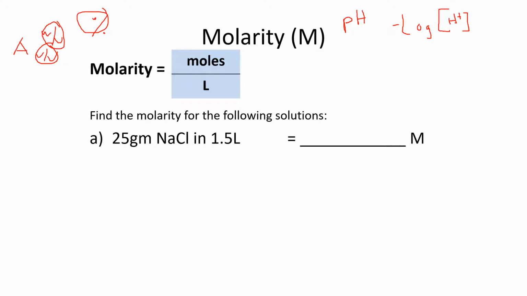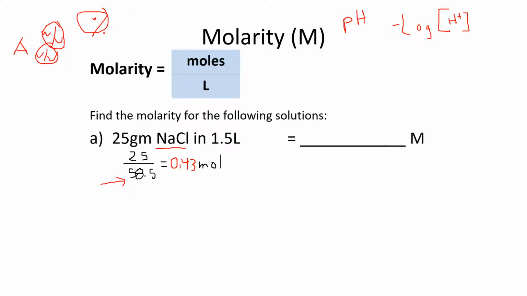So all I have to do is solve for how many moles and then divide that by the volume. So we have 25 grams of salt, regular table salt, in 1.5 liters. We have to figure out how many moles 25 grams is. First we figure out the grams per mole. Sodium chloride is 58.5 grams per mole. So we take the 25 grams that we have and divide it by the grams per mole, and that gives us the number of moles. So we have about 0.43 moles.